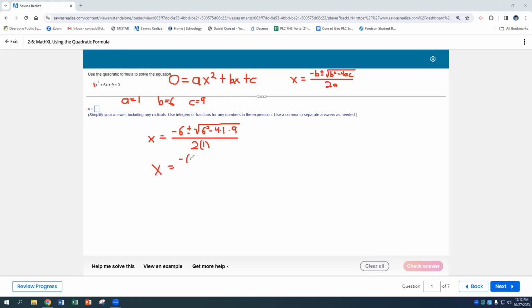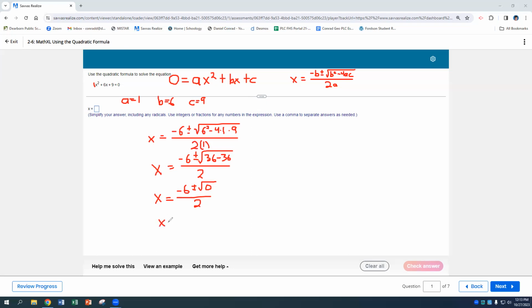This is negative 6 plus or minus. 6 squared is going to give me 36. Negative 4 times 1 times 9 is going to be minus 36. And then 2 times 1 is 2. So I'm going to get x equals negative 6 plus or minus the square root of 0, right? So plus or minus 0. The square root of 0 is 0.